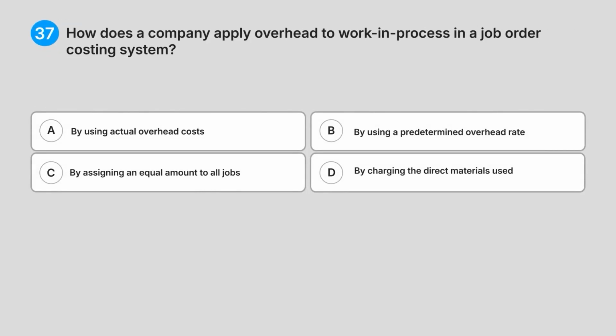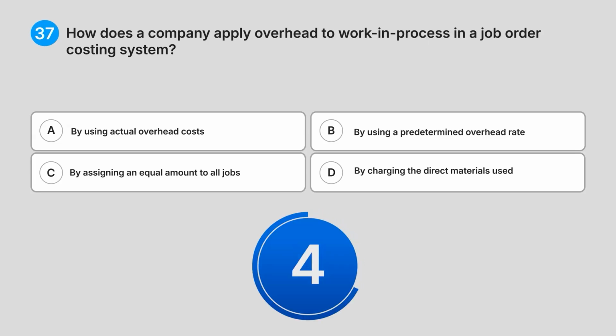37. How does a company apply overhead to work in process in a job order costing system? A. By using actual overhead costs. B. By using a predetermined overhead rate. C. By assigning an equal amount to all jobs. D. By charging the direct materials used. Can you guess the answer?